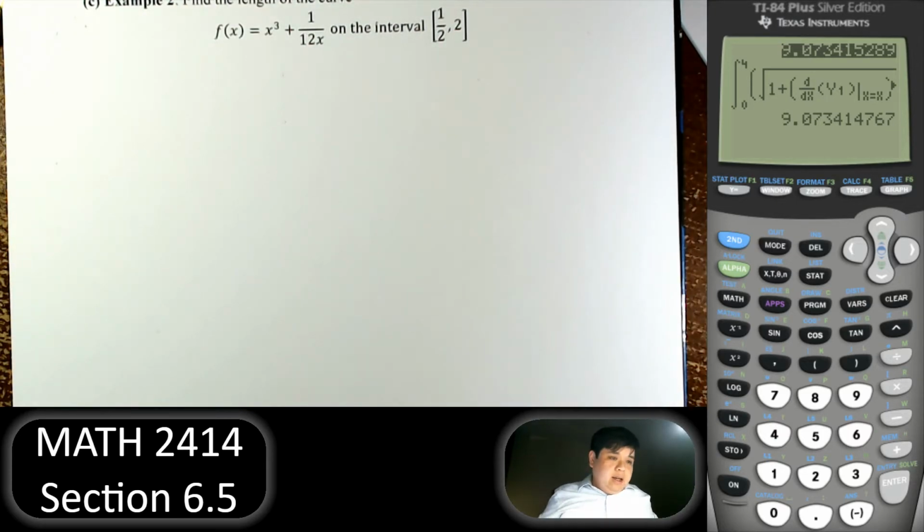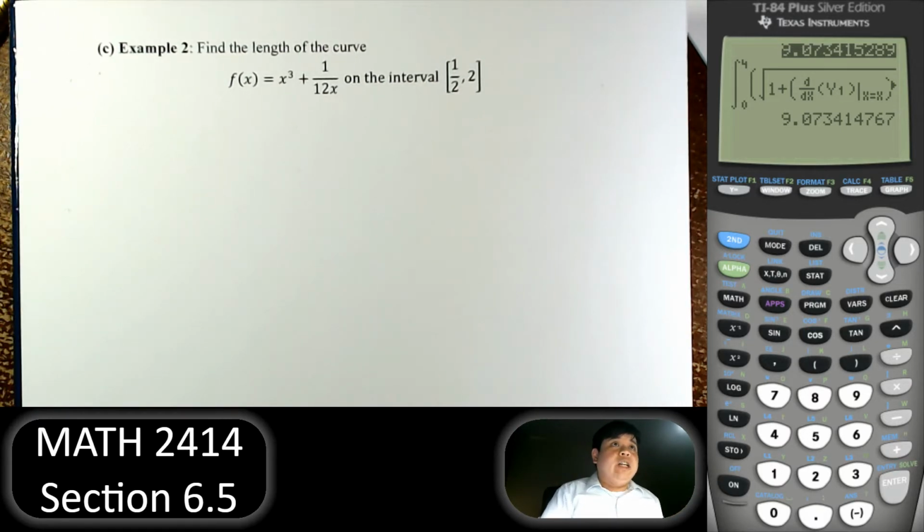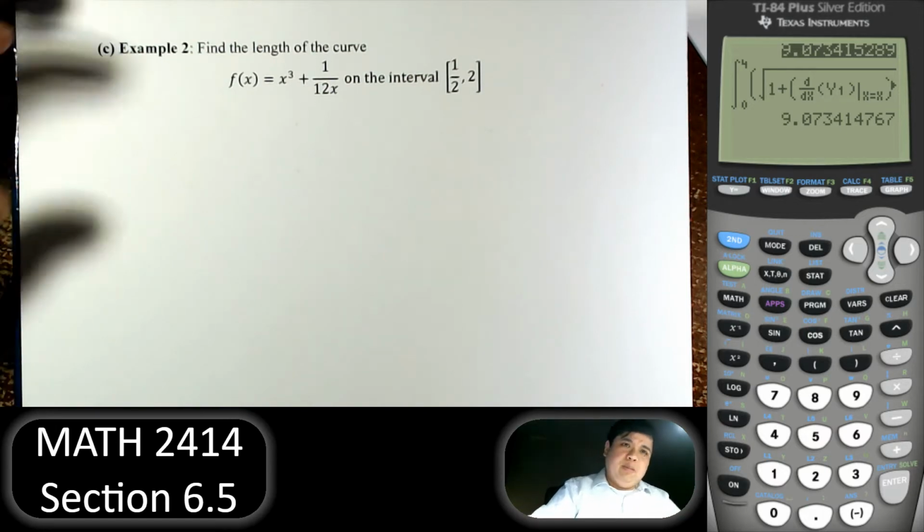Right. Now, I'll find the length of the curve. That is the curve on the interval 1/2 to 2. Right. So, of course, just like we did earlier, we take the derivative and then put in the square root of 1 plus derivative squared. That's simple enough.